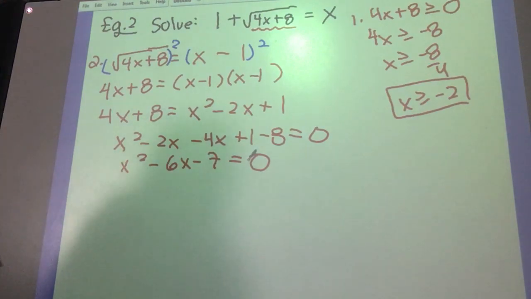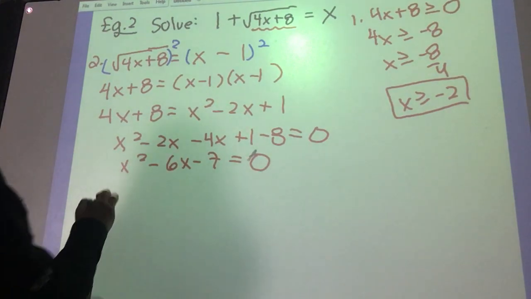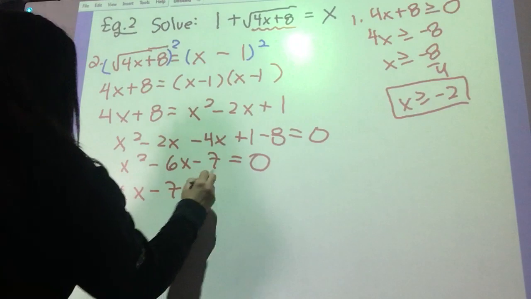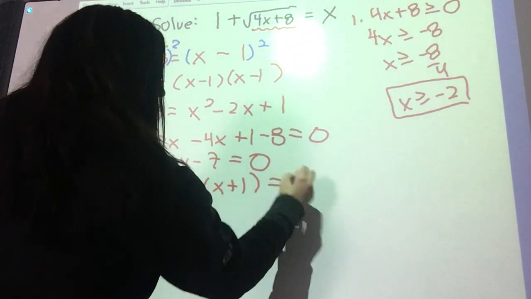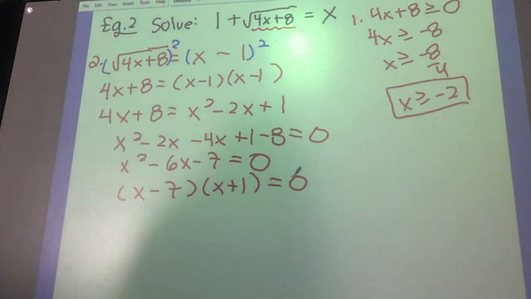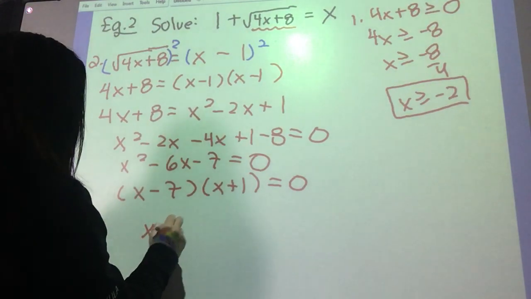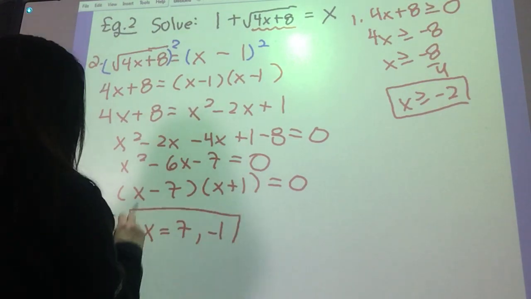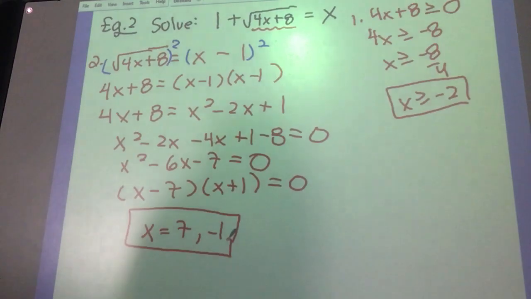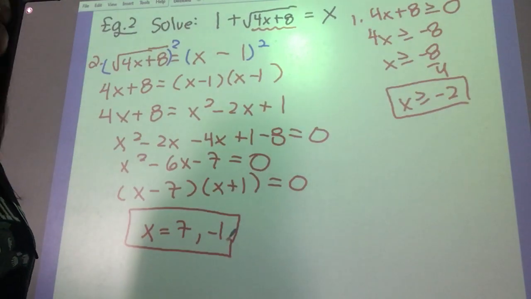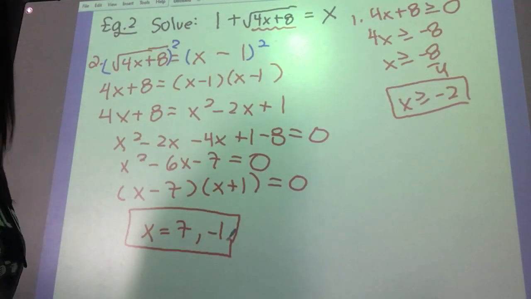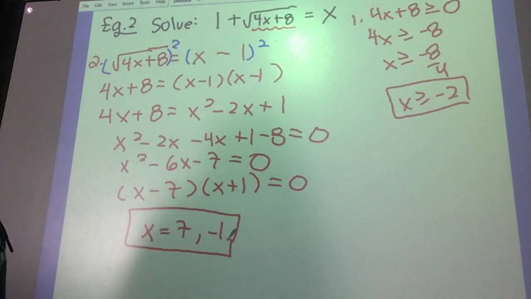I will choose to solve it by factoring, because I think that's the easiest. So the factored form is (x - 7)(x + 1). Don't forget that equals 0. You don't want a communication error. So when we solve, we have two solutions, x equals 7 and x equals -1. There was a purpose for that whole quadratic equation unit. We will use it in many different situations to solve.